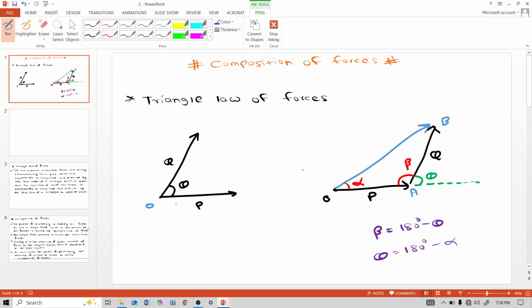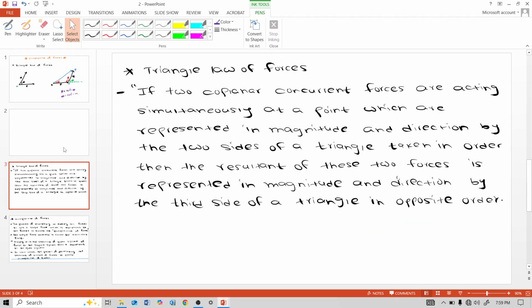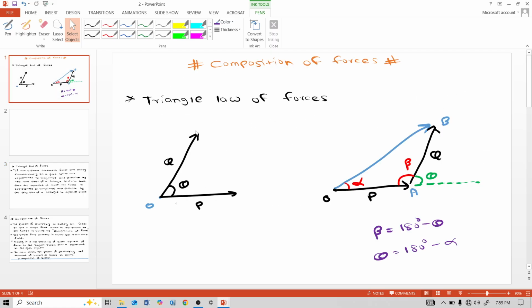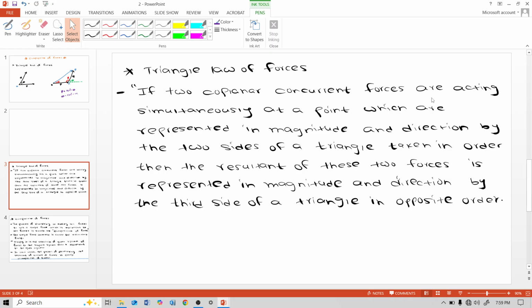So this is triangle law of forces. We will see derivation of this triangle law of forces also, but before that just see definition. If two coplanar concurrent forces are acting simultaneously at a point. So see here at point O, these are coplanar forces P and Q because they are in one plane. So those are coplanar, and concurrent, that means they are passing through one point and that point is O point. So if the two coplanar concurrent forces are acting simultaneously at a point which are represented in magnitude and direction by the two sides of the triangle taken in order.